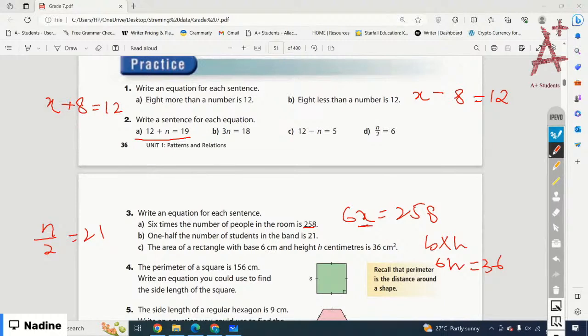Okay, let's start with question number 4. The perimeter of a square is 156. Write an equation you could use to find the side length of the square. We know that a square has all four sides equal in length, right? Then the perimeter is the sum of all these sides. So the perimeter of the square is 4s because all the side lengths are exactly equal. So it would be 4s equals 156, right? Because for the perimeter you have to sum up all the sides.